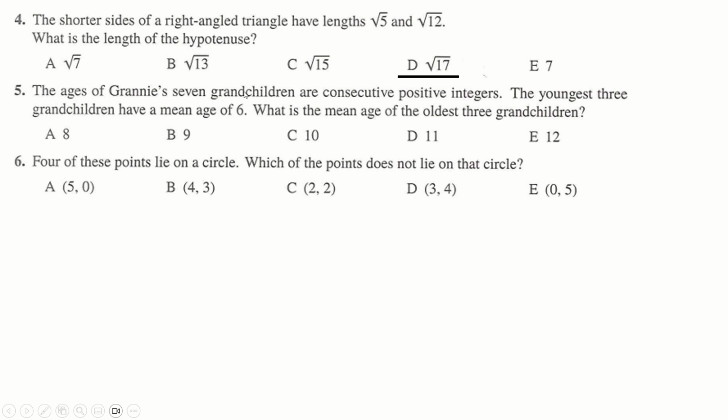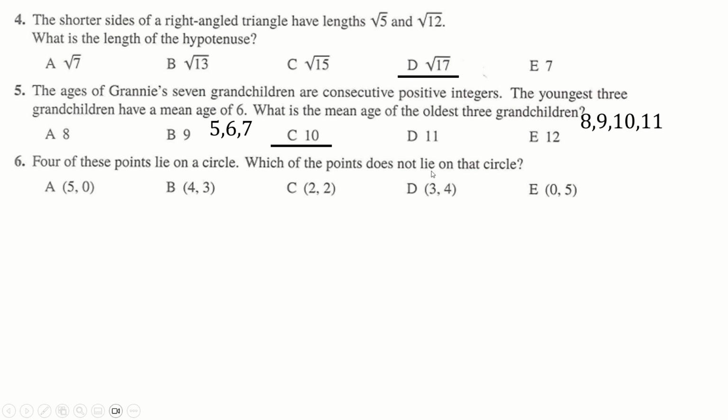This person has 7 grandchildren, and the youngest 3 have a mean of 6. That means their ages are 5, 6, and 7. The oldest 3, now there are 7 of them, be careful here. So the oldest 4 are 8, 9, 10, and 11. Of the oldest 3, the mean is 10.